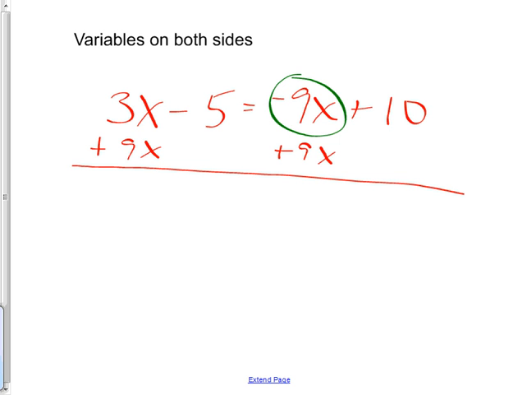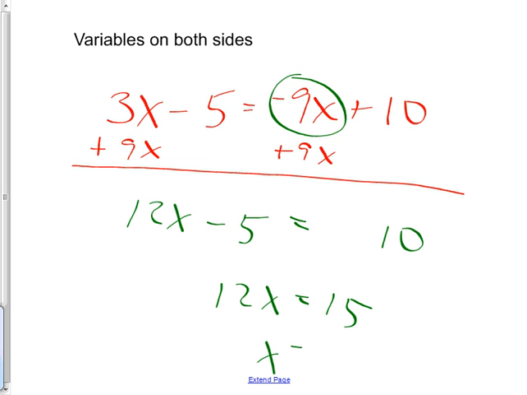Why is it smarter? Because when I'm done with this, I have one less negative in my problem than if I would have subtracted 3x from both sides. It would have also worked, but I have more negatives. I don't like negatives. It cancels. Positive 10. I don't really need the plus in front of that. I know it's positive. And now from there, I'm just going to add 5 to both sides.